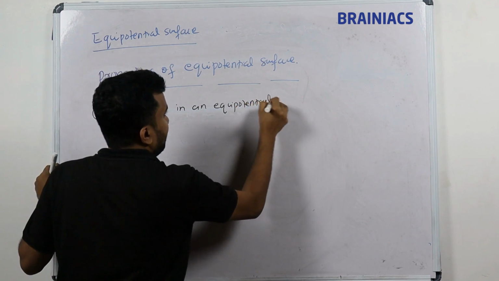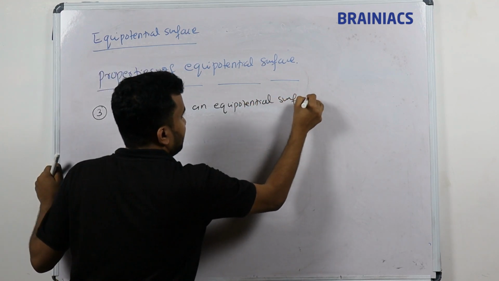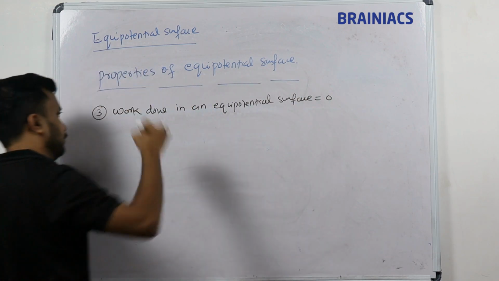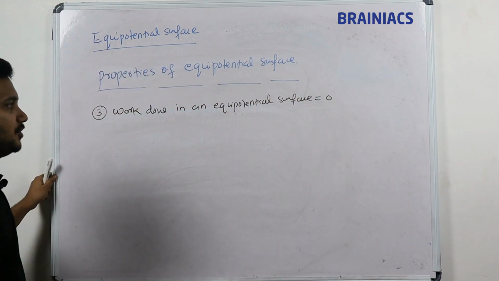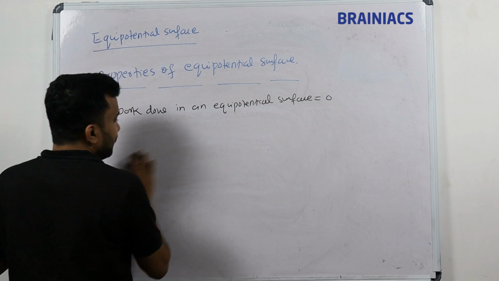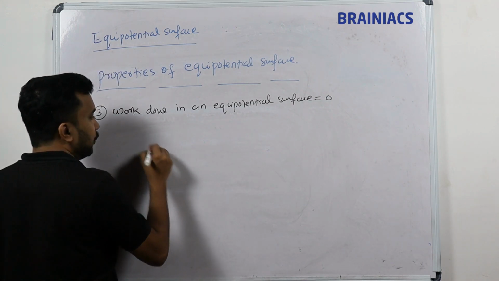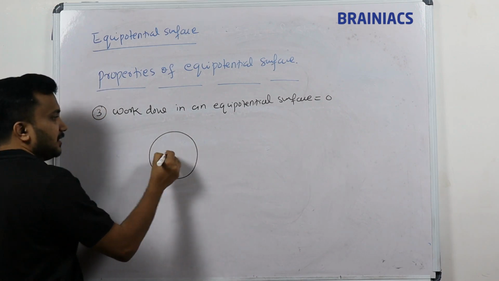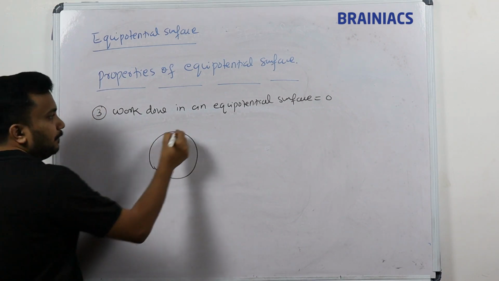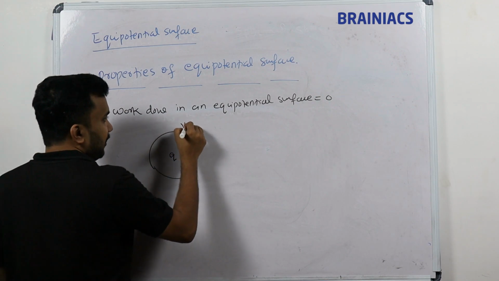Work done in an equipotential surface is equal to 0. So let me take an example. Suppose, the same example: this is a circle, and a charge will be here. So I know the potential at the point A will be here.